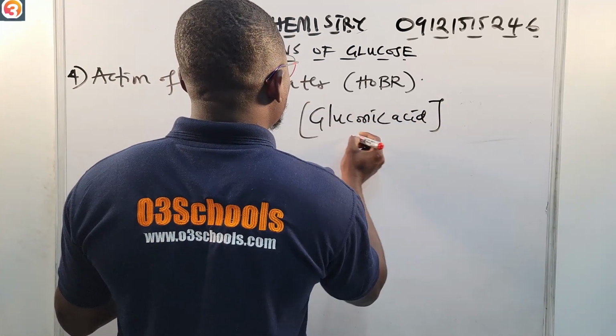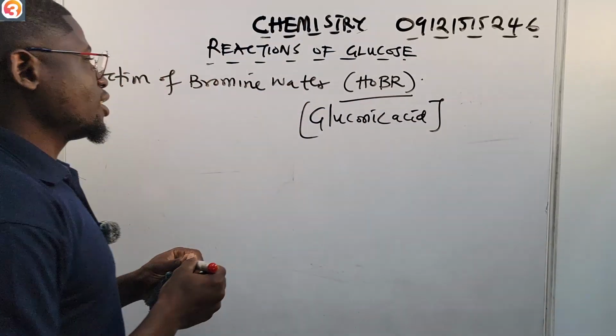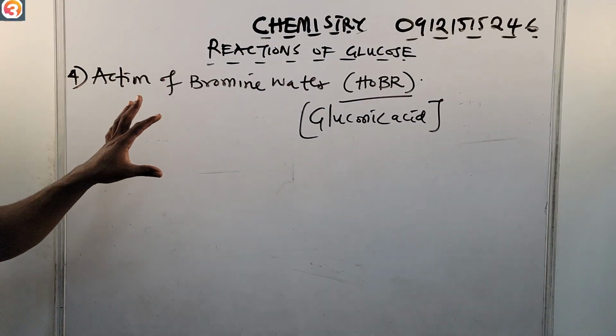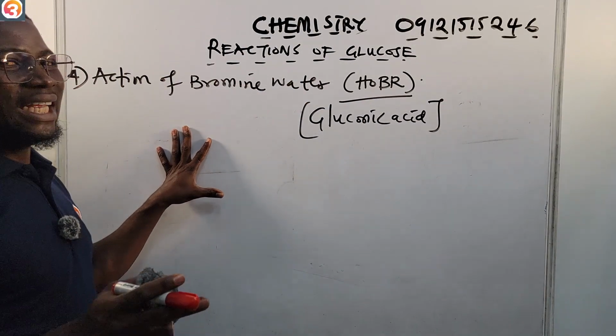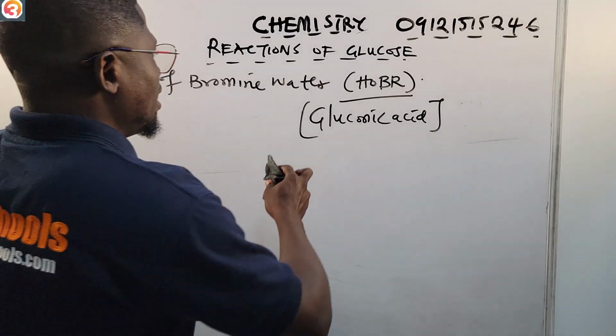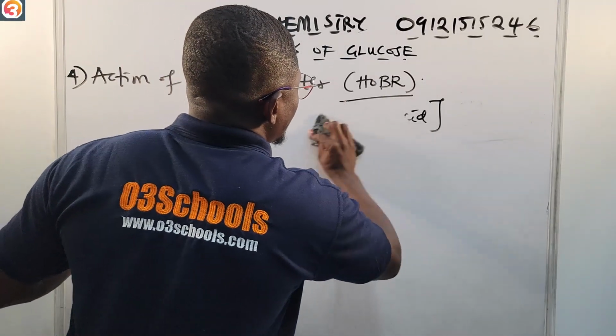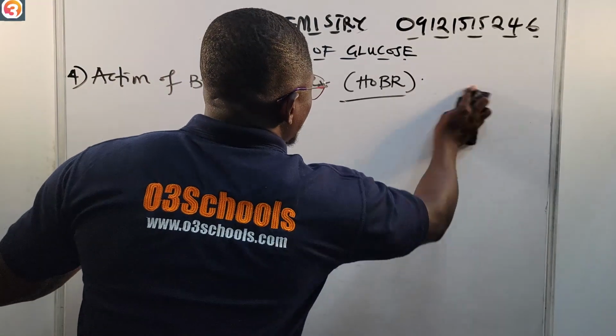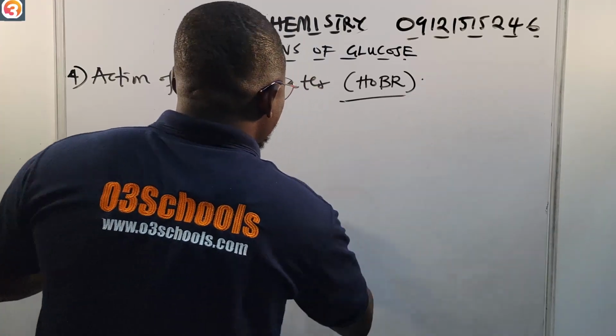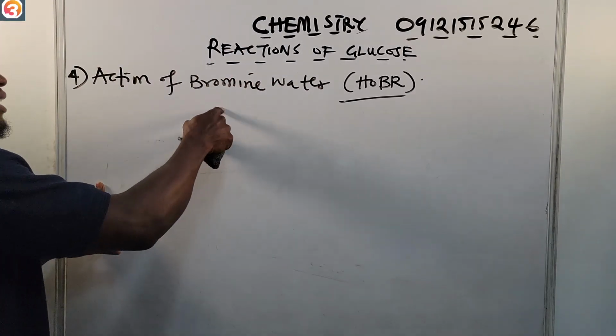Okay, when bromine water, HOBr, acts on glucose, what we have is gluconic acid. All right, now let us check gluconic acid. Now, basically, what does this reaction also tell us?